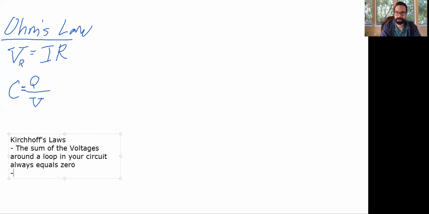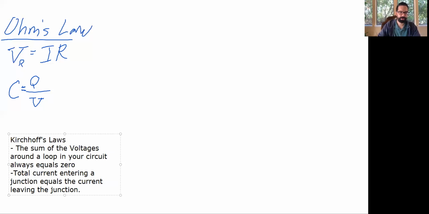The other one is the junction law. The junction law says that the total current entering a junction, or anywhere in the circuit really, total current entering a wire, a junction, doesn't matter, entering a junction equals the current leaving the junction.